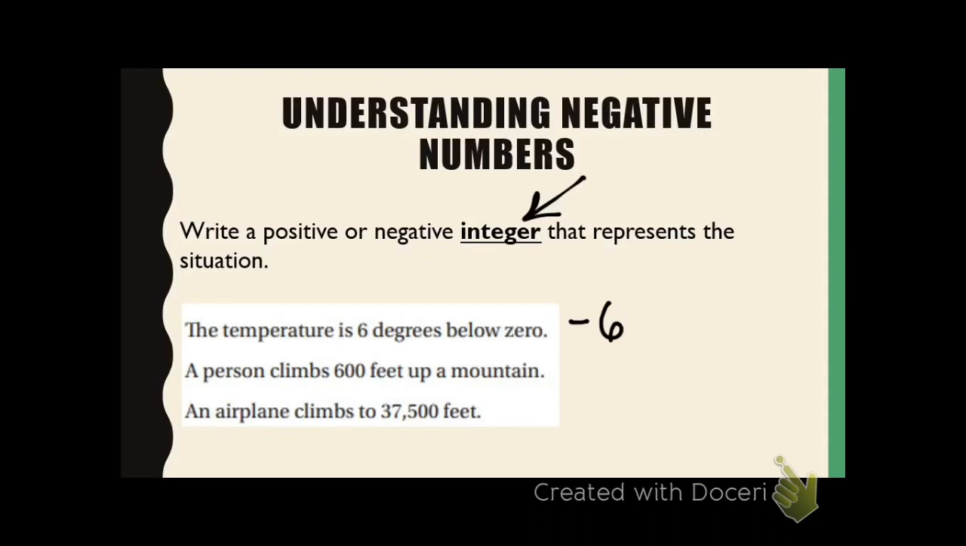A person climbs 600 feet up a mountain. You're going up, so you're going above the surface of the earth. So that's going to be a positive 600. And we would include our labels, feet, degrees. An airplane climbs to 37,500 feet. Again, your key word there is climbs. So you're going up. And remember, when we have a positive number, we don't have to put the plus sign in front of it. Everyone understands that if there is a number without a sign in front of it, we are assuming it is a positive number.